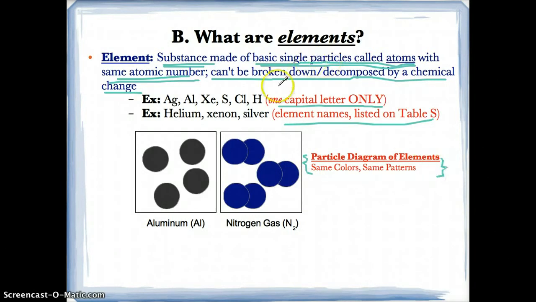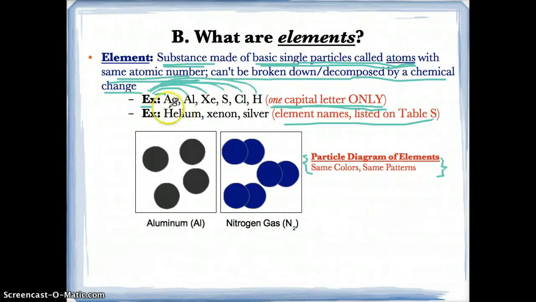So first of all, you can look at the chemical symbol. How you can tell an element is present based on the chemical symbol is if you have one capital letter only. If the chemical symbol for a sample of matter has only one capital letter, you'll know that's an element. For example, we know that Ag is an element, Al is an element, Xe is an element, S is an element, Cl is an element, and H is an element.